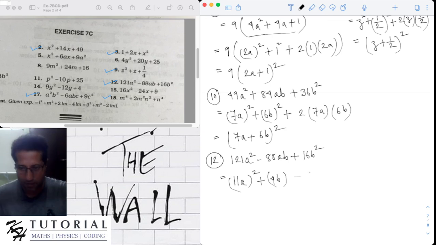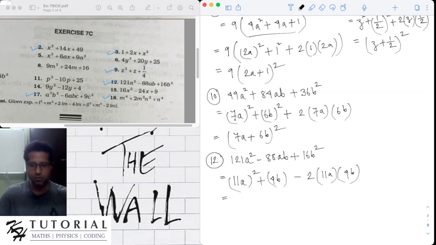Now let us see if we can express 88ab in the form of 2 into ab, where in this case a you can consider as 11a and b as 4b. So we must have 2 into 11a multiplied by 4b, and we can clearly see this is equal to 88ab. So we have the form a square plus b square minus twice ab. So this will be 11a minus 4b whole square.